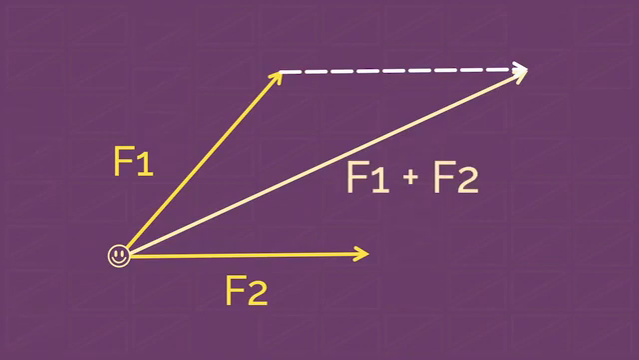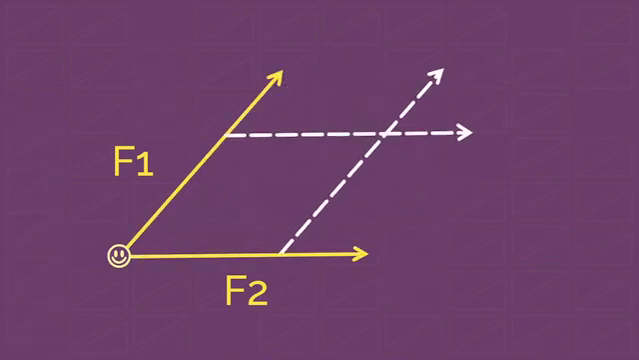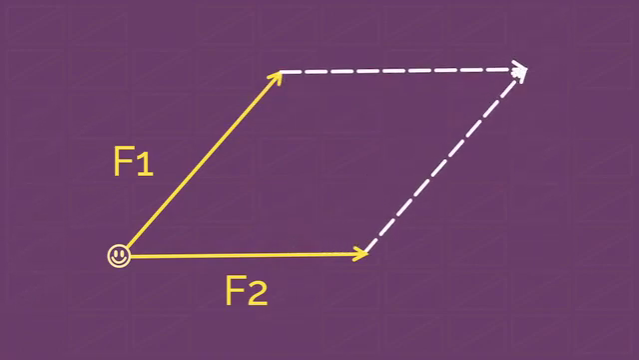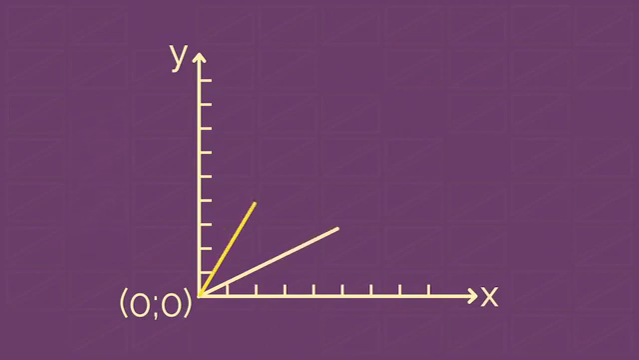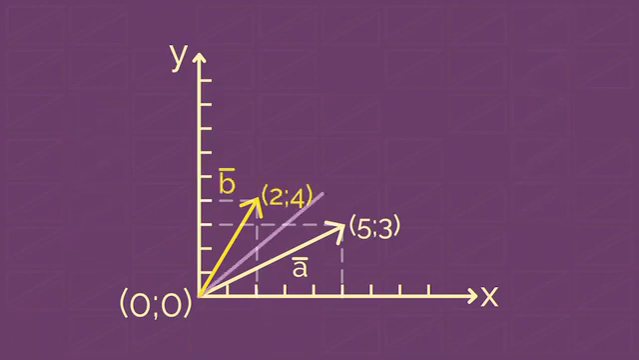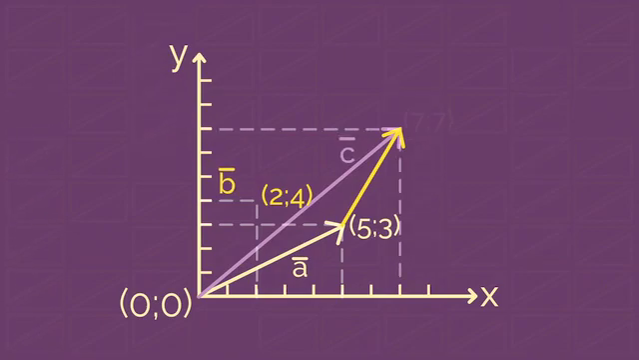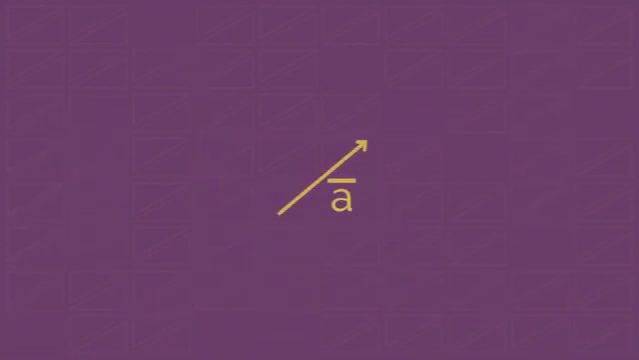Another method would be to put the tails of the two vectors together and draw a parallelogram, like this. The diagonal vector that starts from the tails of F1 and F2 will be the sum of these vectors. We can also just add corresponding coordinates of two vectors and get the coordinates of the sum vector. For example, if we have vectors A with coordinates 5, 3 and B with coordinates 2, 4, then C equals A plus B, and so we have the coordinates of vector C as 5 plus 2, 3 plus 4, which is 7, 7.